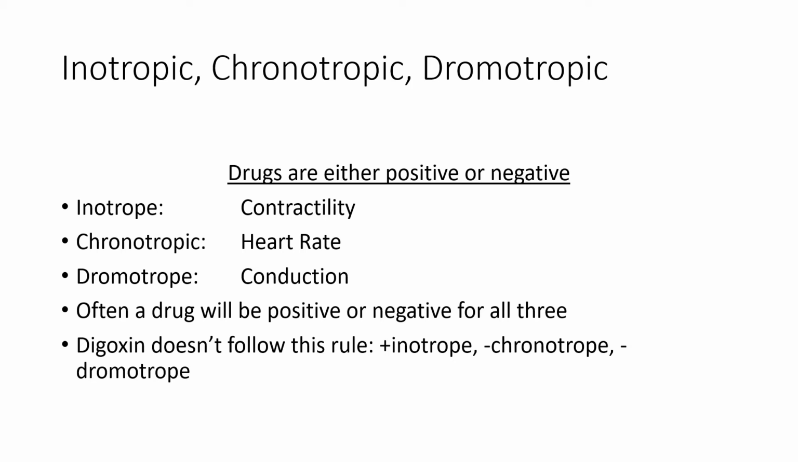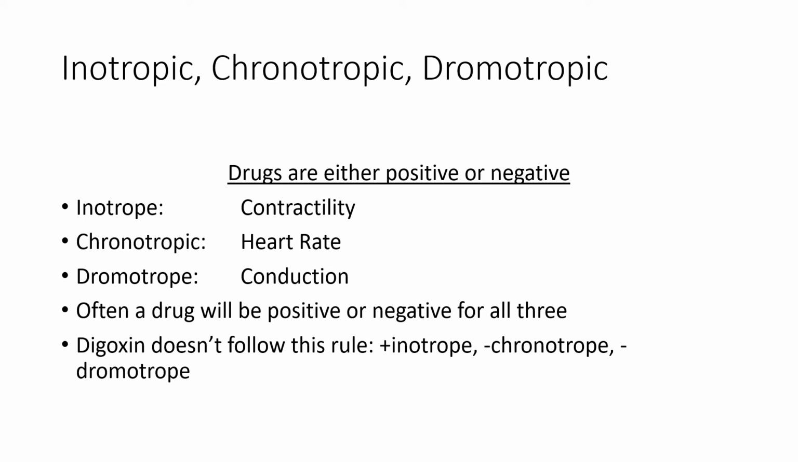So if you're a positive inotrope drug, you're going to help increase the contractility of the heart. If you have a negative inotrope drug, you're going to weaken the contractility of the heart muscle. We like to know these because depending on what drug we use, we'll know whether it's a positive or a negative inotrope. Chronotrope, well, chrono means time. So a positive chronotrope drug is going to increase the heart rate. A negative chronotrope drug reduces the heart rate.